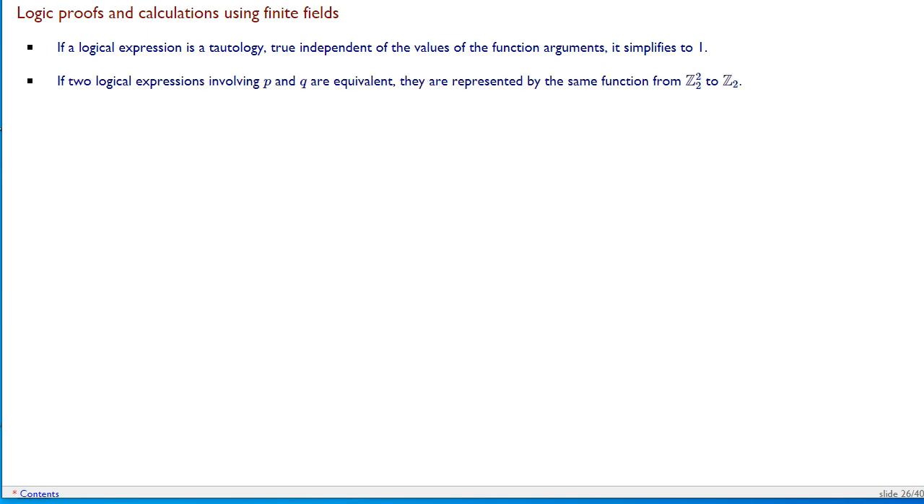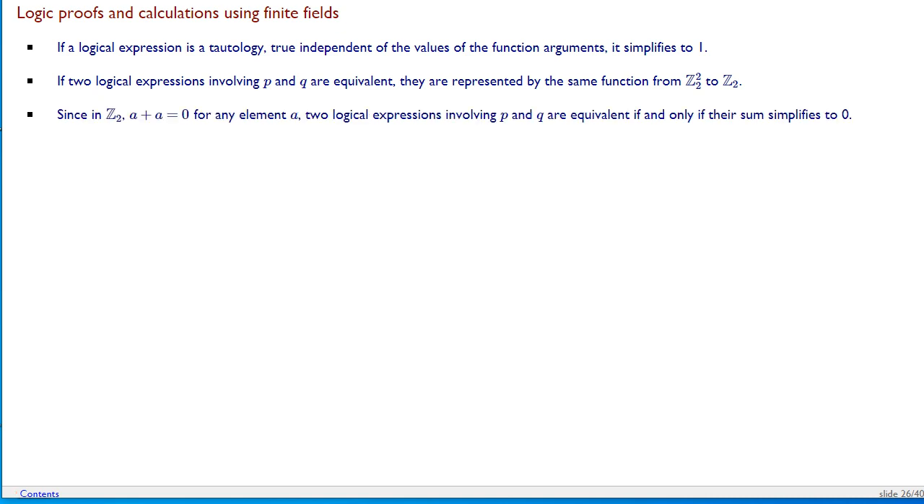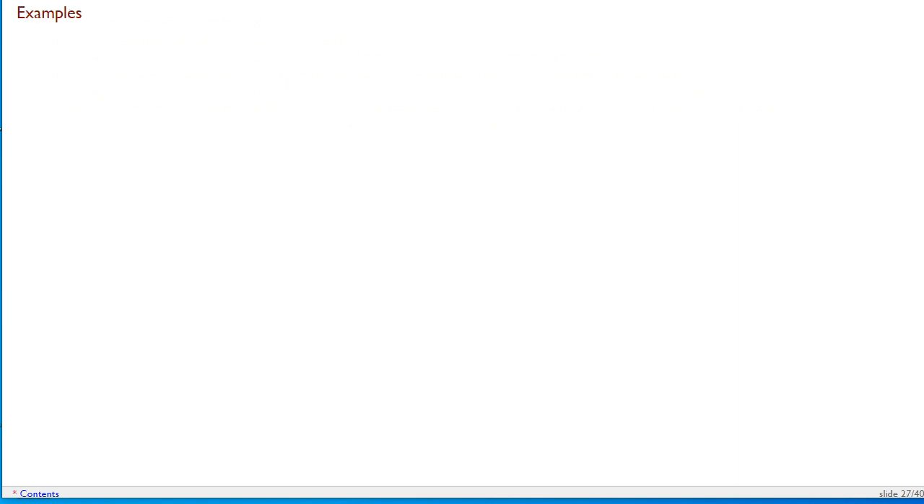If you have two logical expressions involving p and q that are equivalent to one another, that describe the same function, then they are of course represented by exactly the same function from Z2, the space of two component vectors, to Z2. And since anything plus itself equals 0, an easy way to test whether two logical expressions are equivalent is just add them together algebraically, simplify. If the sum simplifies to 0, that meant they were equal to one another.